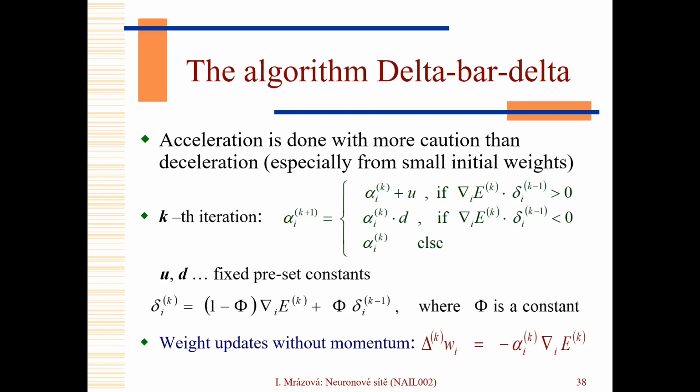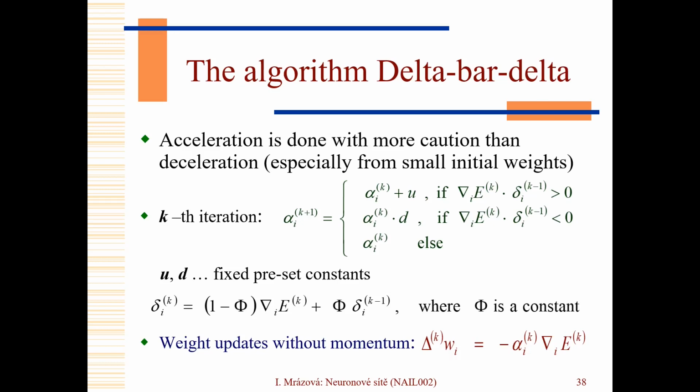The problems connected with the too quick growing of the learning rates in the algorithm by Silva and Almeida can be remedied by means of another algorithm called delta bar delta. In this technique, the acceleration of the learning rates is done more cautiously than in the previous algorithm. A quick deceleration is quite fine.